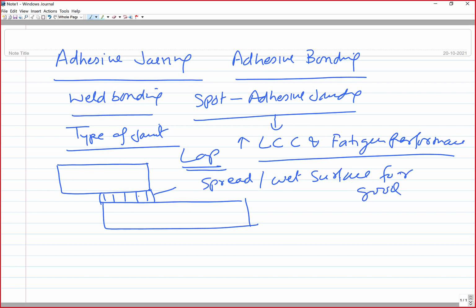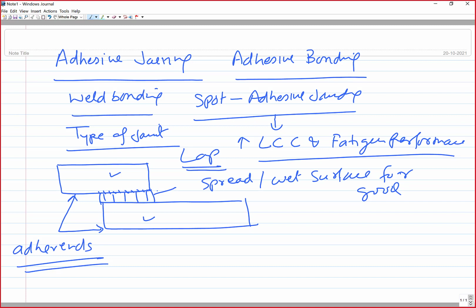You see, if the adhesive is not wetting the substrate surfaces, which in case of adhesive bonding are termed adherents, then its spreading will be limited. You will find a lot of unbonded zones, and the joining between the adhesive and the substrate interface will also be very weak. So the spreading and wetting of the adhesive with the adherent surfaces is very important.